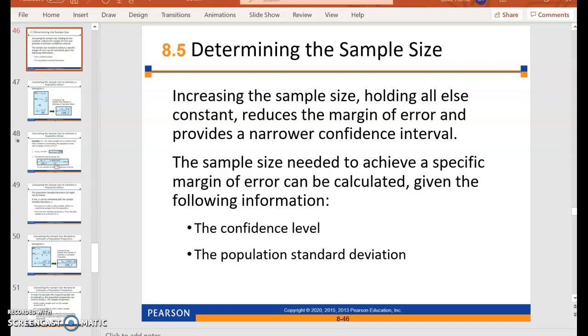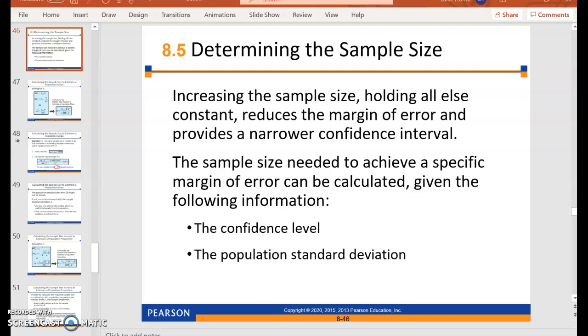In section 8.5, we're going to be learning how to determine the sample size. So if you increase the sample size, we've talked about how that will reduce the margin of error. So when you increase the sample size, the margin of error will be smaller, and this is going to provide a narrower confidence interval.